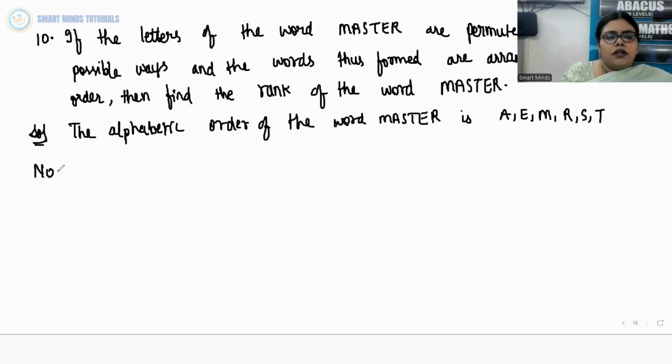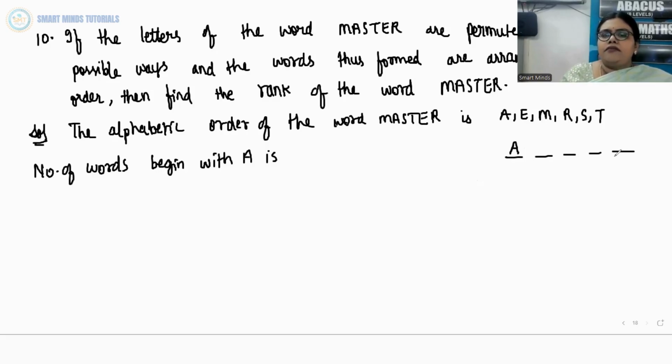So first, number of words begin with A. Now see it is a 6-letter word, right? So if we fix A in the first position, the remaining 5 letters are there. 5 letters and 5 places. You can fill the 5 places using these 5 letters in 5 factorial ways. That is 120.